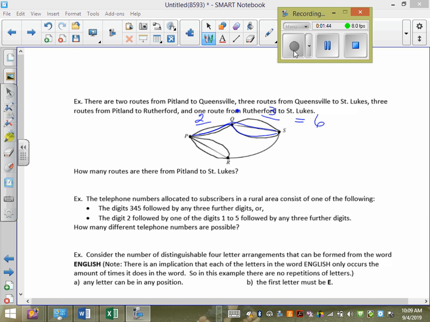Then the bottom, from P to R, I have 3, and then I have 1. So I have 3 times 1, which is 3, which makes sense because if I counted them, that's 1, 2, 3 paths, right, that I could take. Now, do I have 18 paths total or 9? Do I add the 6 and the 3, or do I multiply them? Add. Why? What word would I use? Or. I'm going to take these 6 paths, or I'm going to take these 3 paths. Therefore, I have a total of 9 routes.